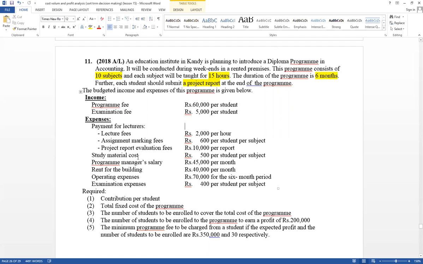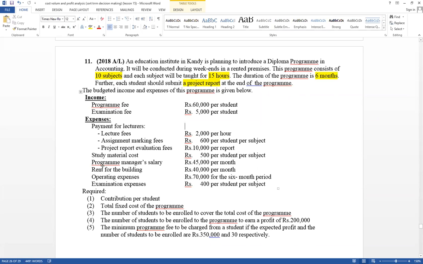And study material cost, 500 per student per subject. Therefore it is given per student, and it varies with the number of students. It is variable, but given per subject, and 10 subjects are available. Therefore you have to calculate variable cost per student.